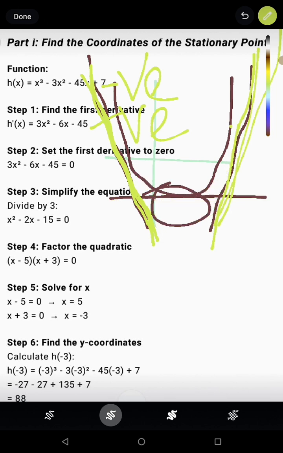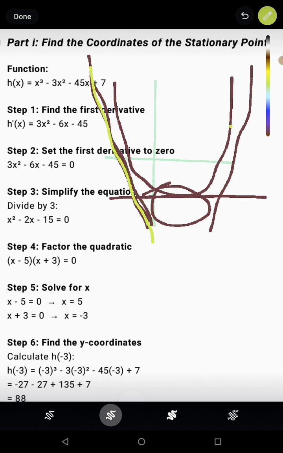Now we'll continue solving. Now, what do we do for you to get the stationary point? First, we know that is the point where the curve is not moving at all. So what will happen to the derivative? The derivative is 0. Okay, find the first order derivative. That is, find the dy/dx of the function they gave you.